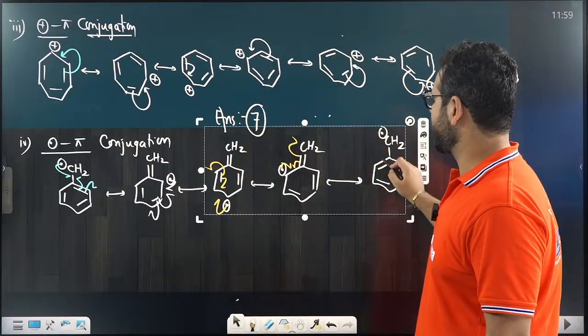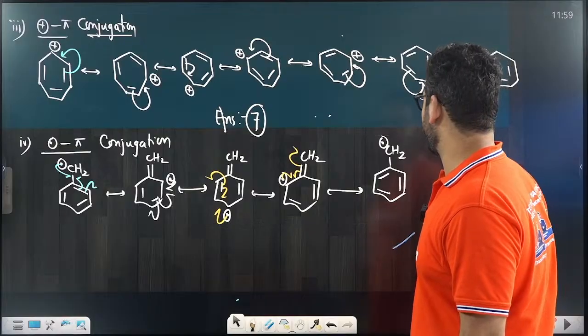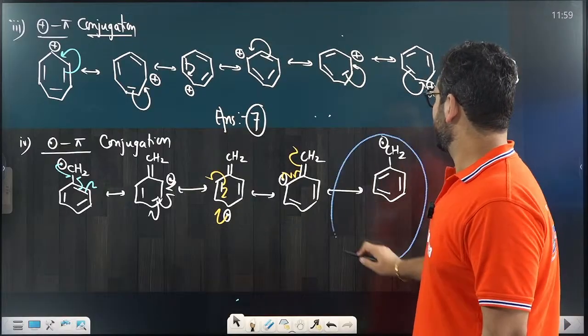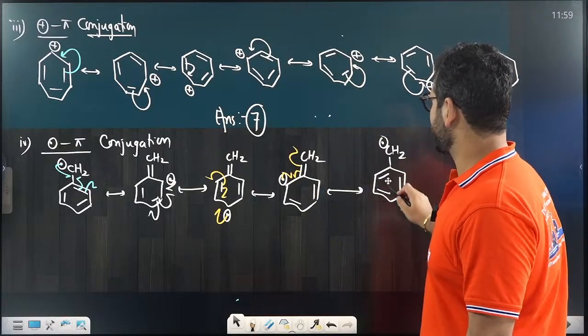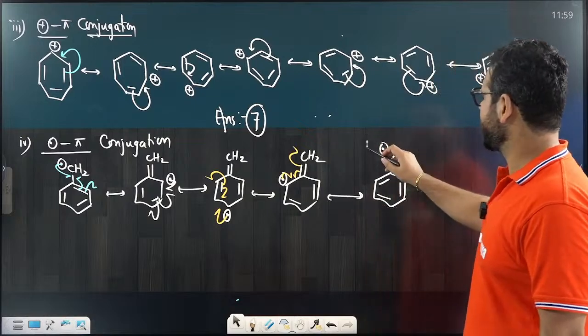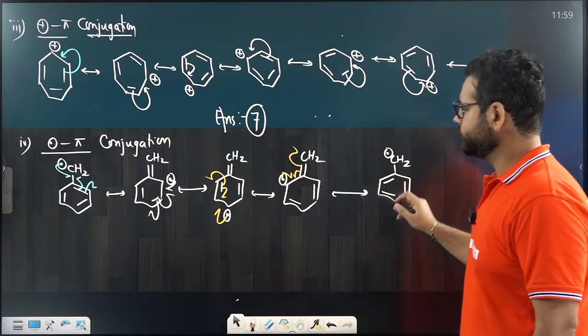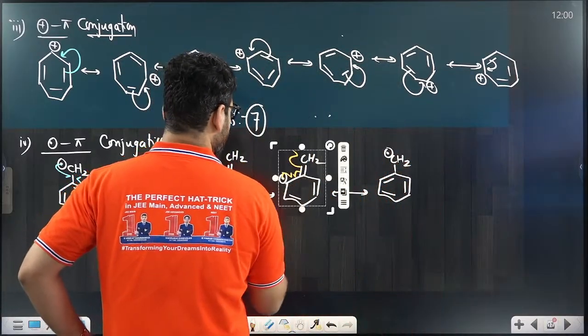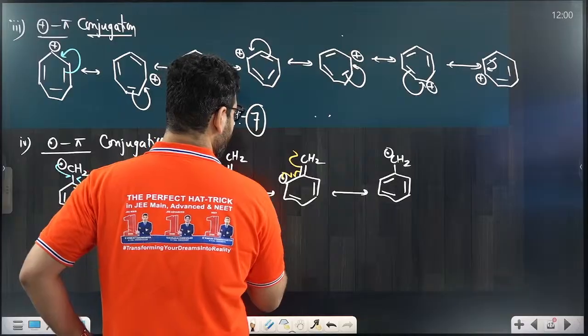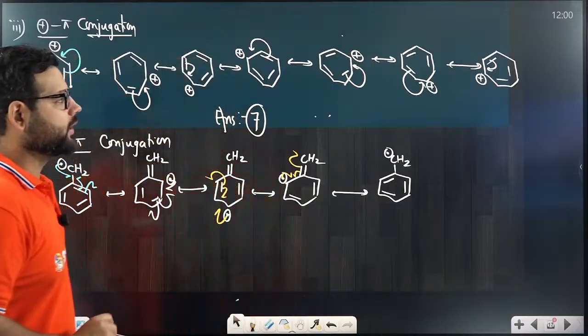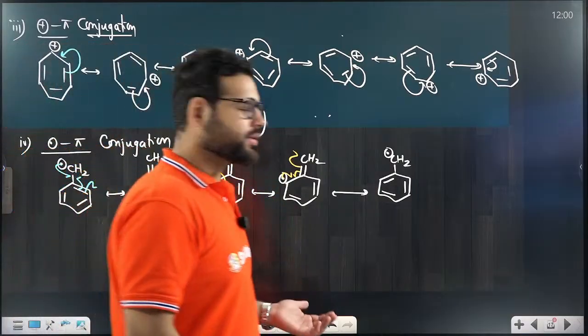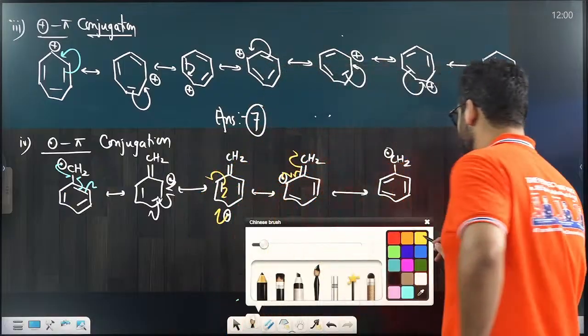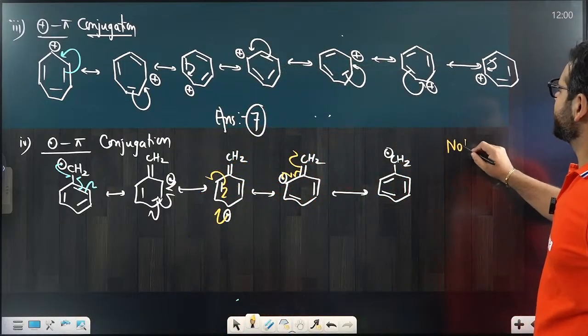Okay, so this is how we can talk about radical to pi conjugation, and we can draw the conjugating structures. Okay, I hope this is clear to everybody. You can write it down. I'll give you a little bit of time, then we'll move on to the next one. So other types of conjugations, some of them are not possible. So what are the not possible conjugations?